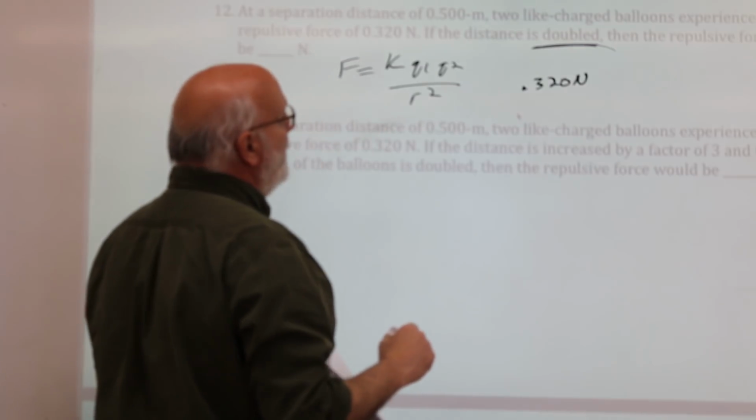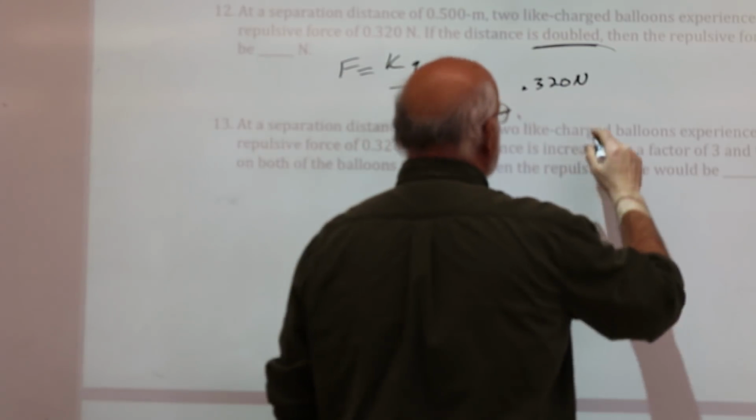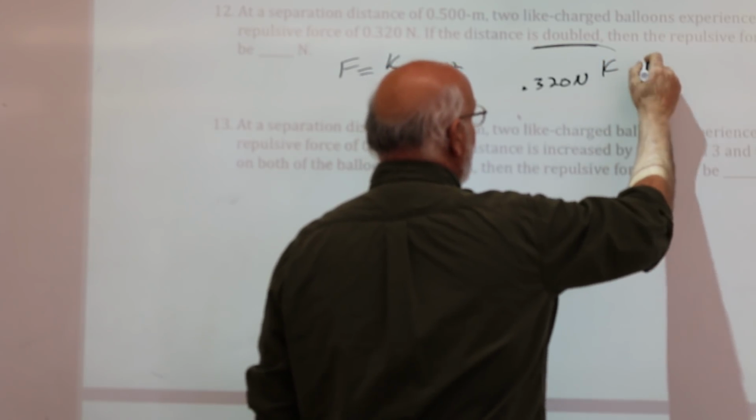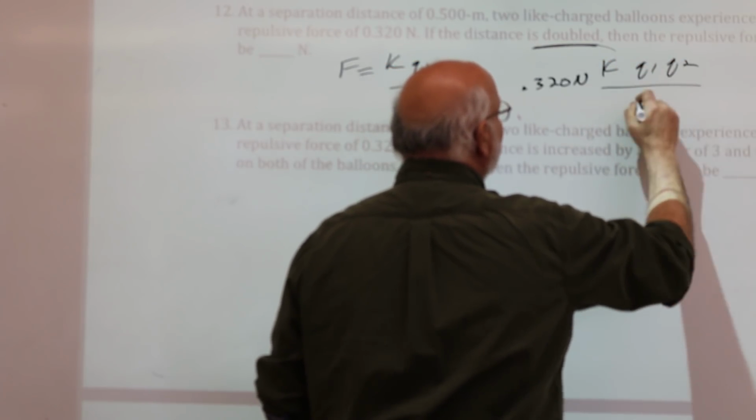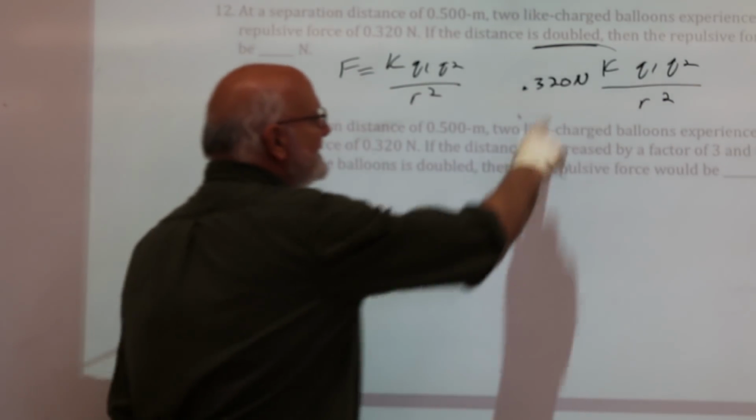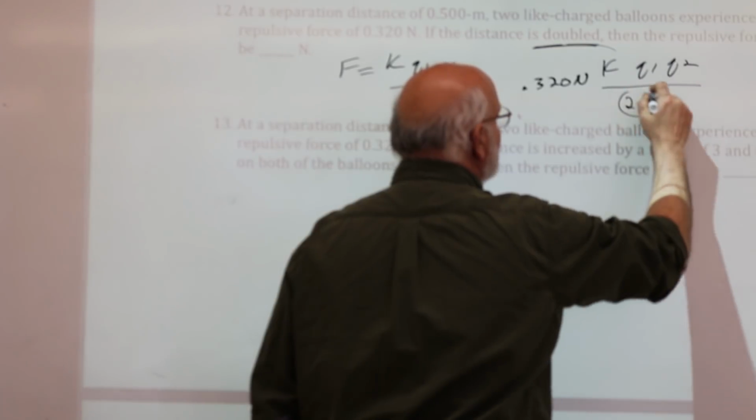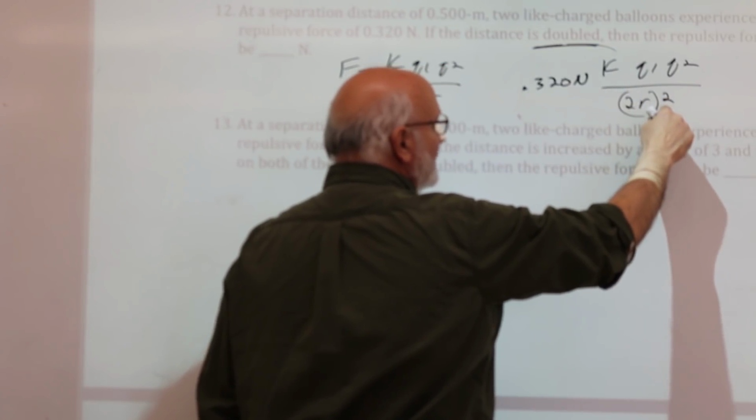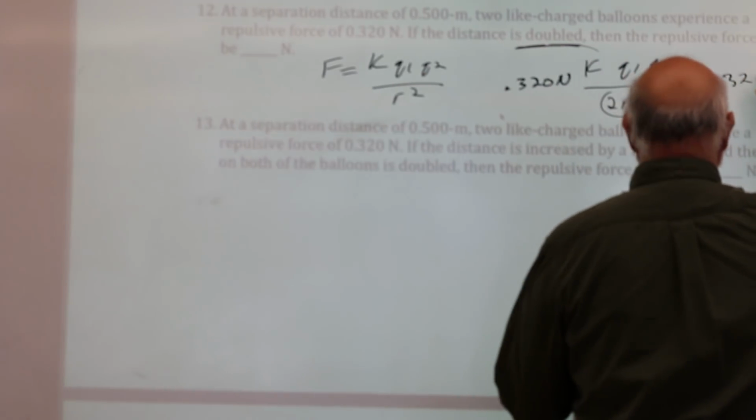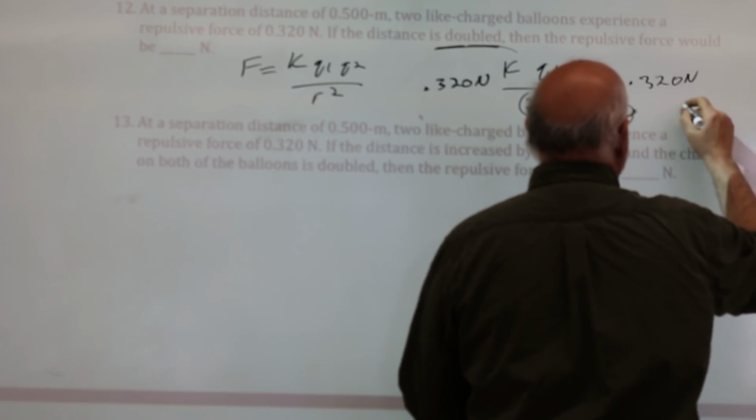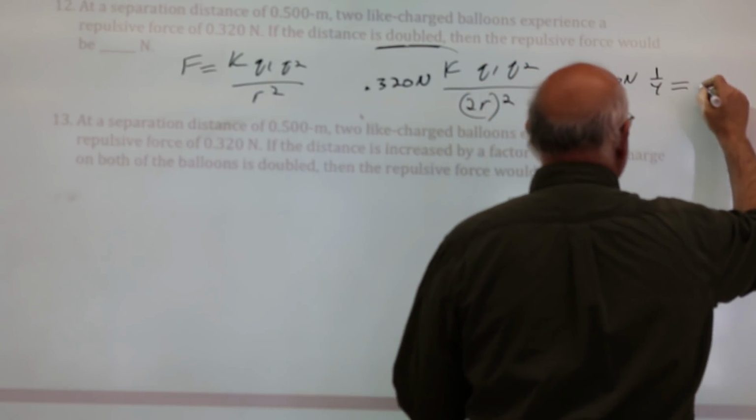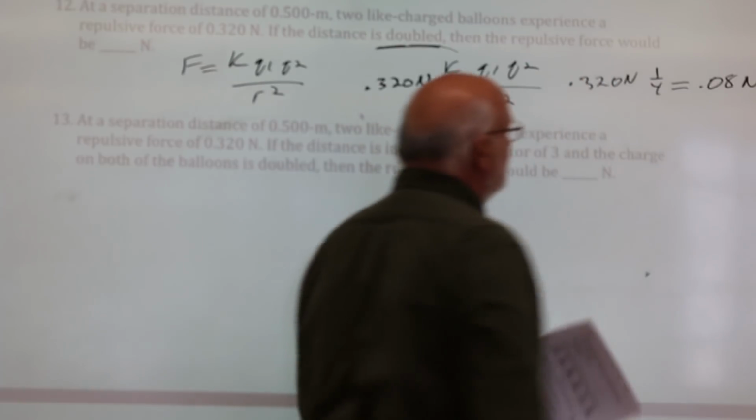Just like we did before, we're going to say, okay, this is K, Q1, Q2, and leave the space so you can put the thing in. It says the distance is doubled. That's going to be 2, but it's 2 squared. 2 squared is 4, so it's 1/4. So we're going to go 0.320 newtons times the 1/4, and we're going to get 0.08 newtons.